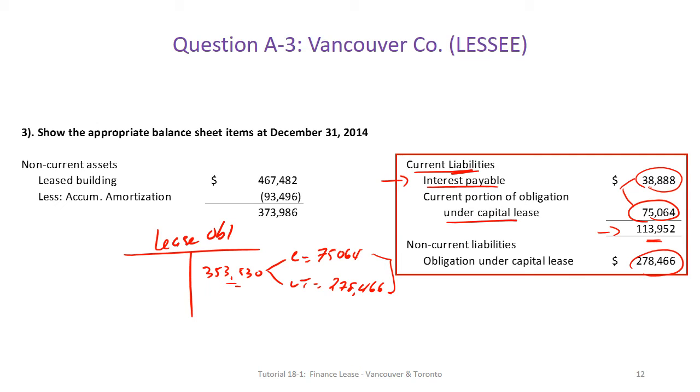So the sum of the current obligation here, 75,064, plus the 278,466 must equal the balance in the lease account at the end of December, okay, which includes the initial PV of the lease minus the first payment. All of that went to principal, leaving us with the 353 balance.